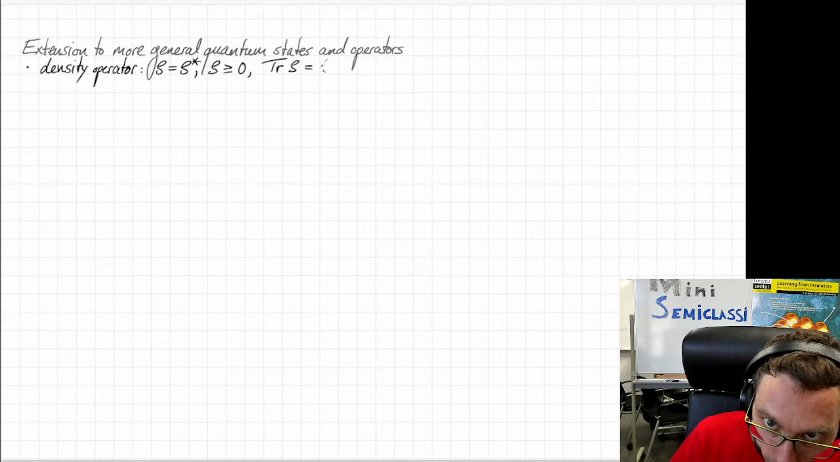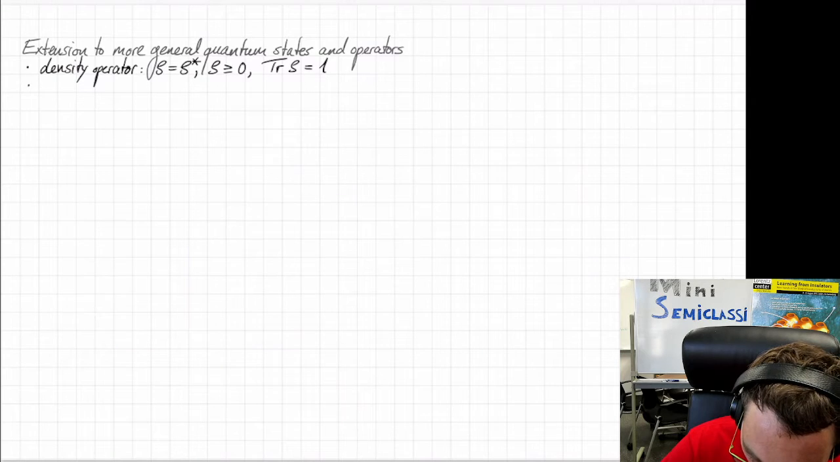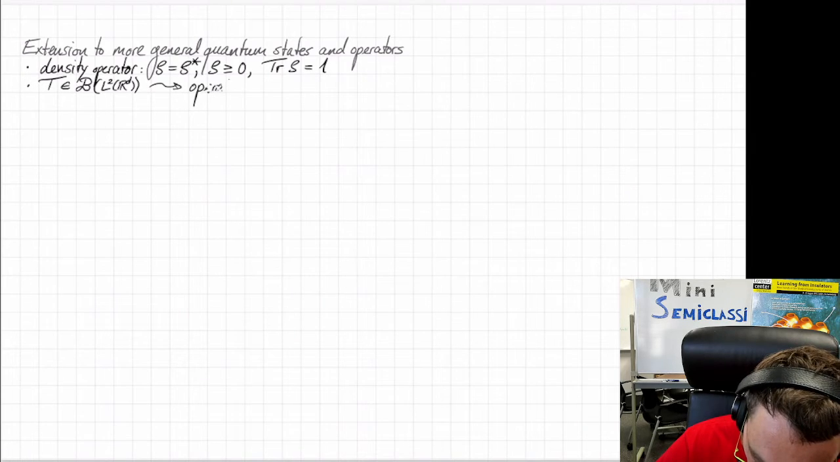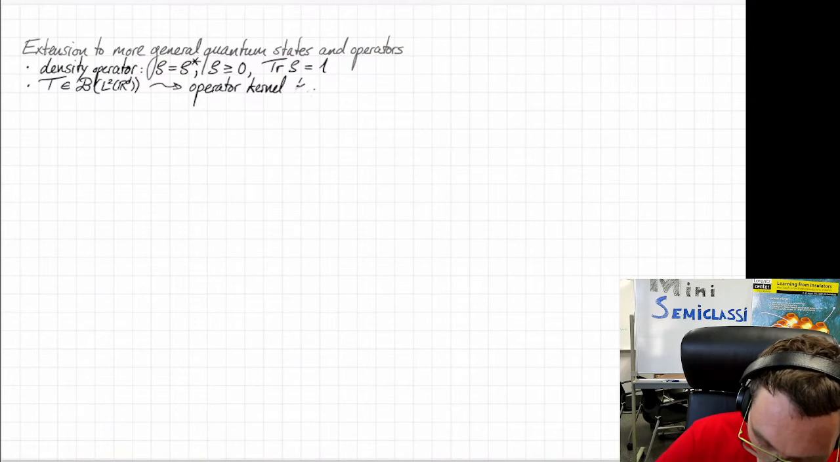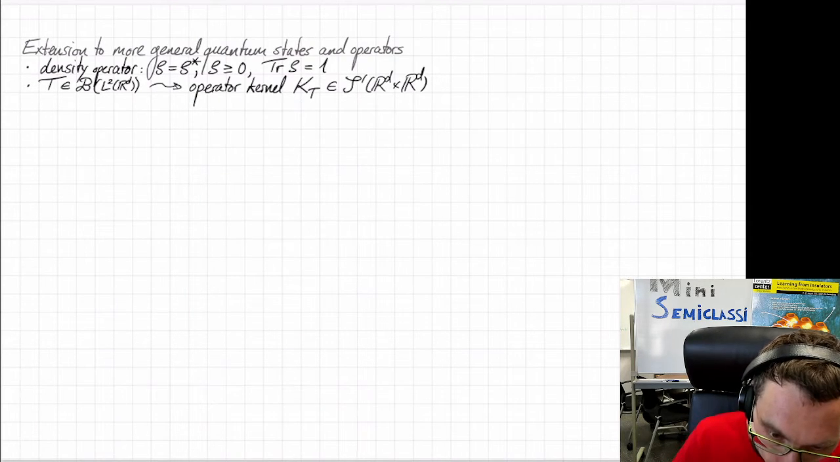And then let me also introduce the operator kernel. So assume I'm given a bounded operator T, then the operator kernel is the tempered distribution that satisfies the following. So we know that every bounded operator has a distributional operator kernel. This is the content of the Schwarz kernel theorem.